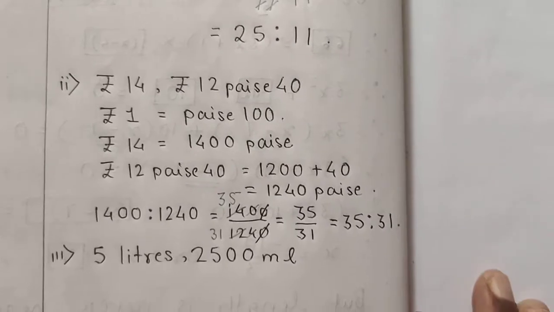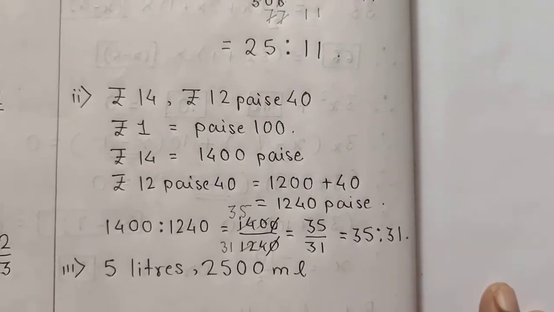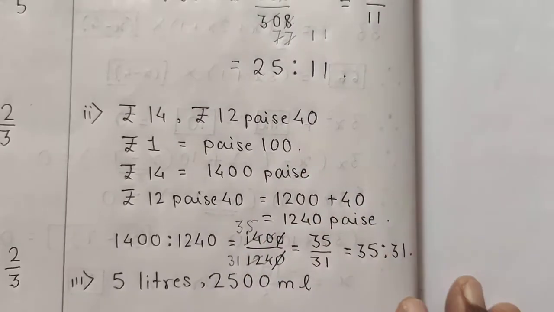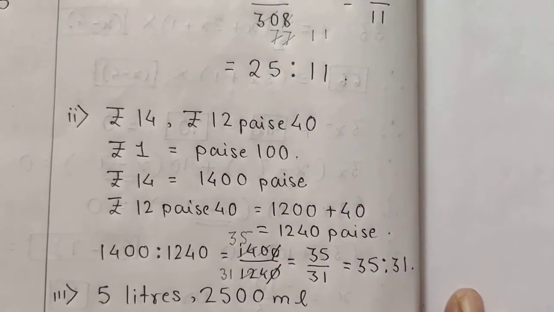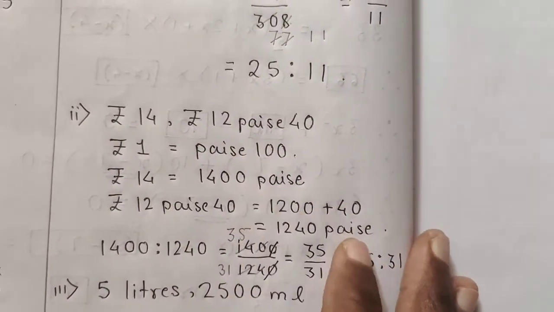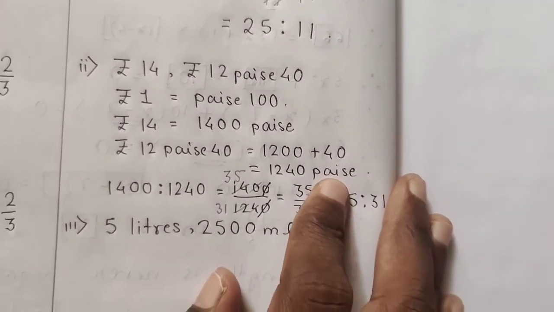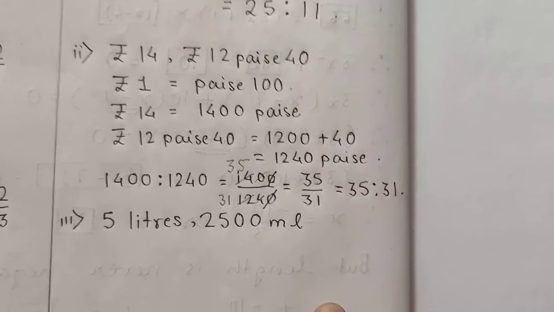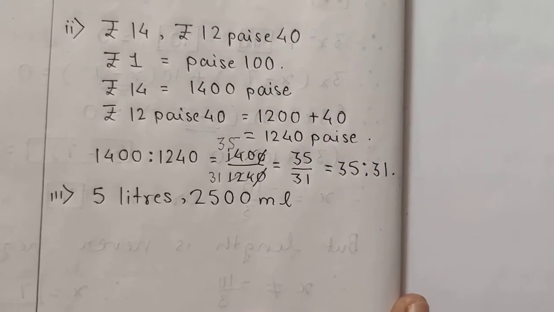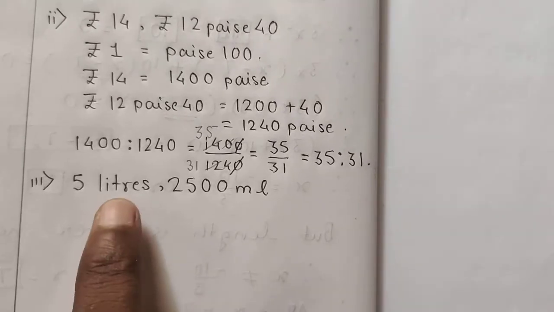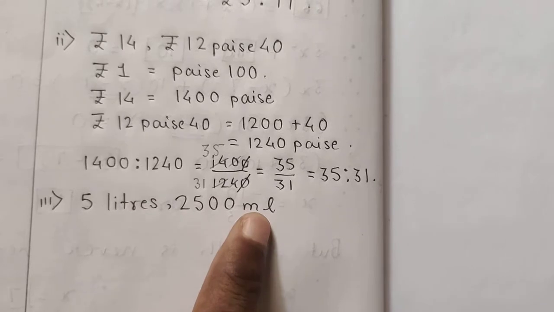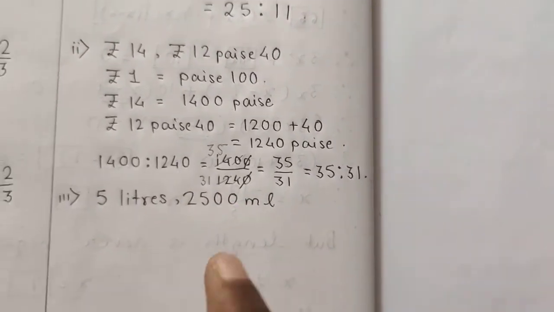So students, this is very simple. Only thing is you should convert both the quantities into the same type. In this case we have converted all the rupees into paise. Now see the third one. Your third question is what? 5 liters and 2500 ml. So again we are going to convert the same way. We are going to convert this liter into ml so that both become the same.